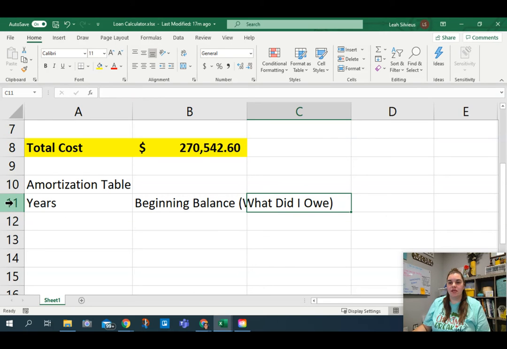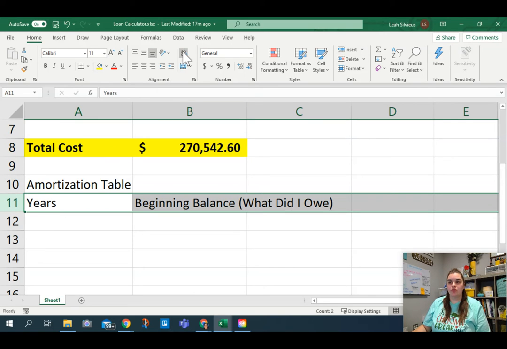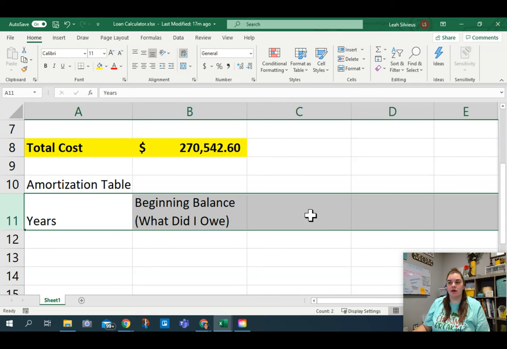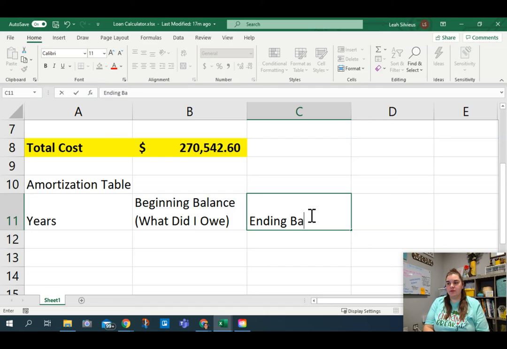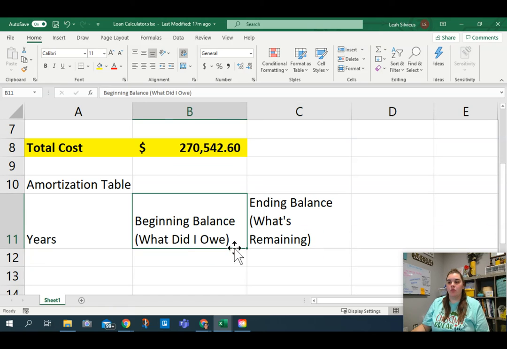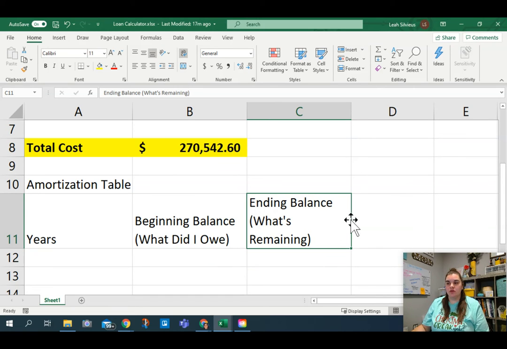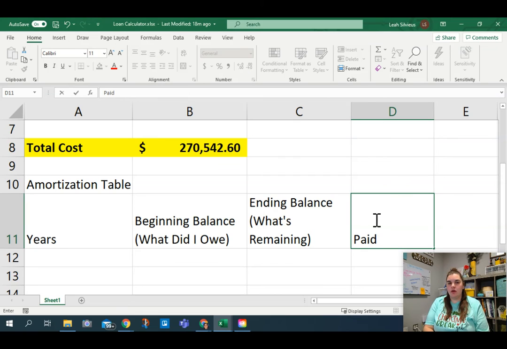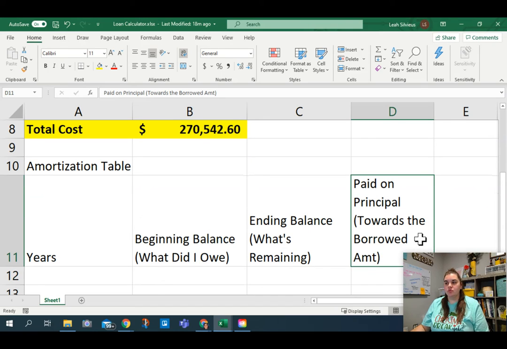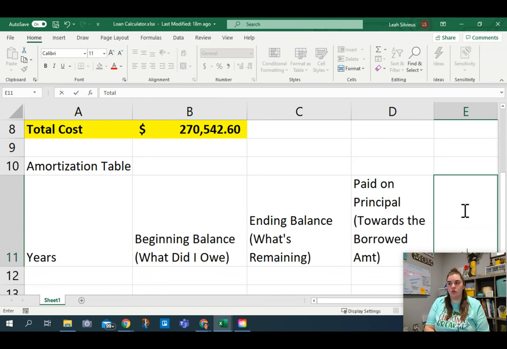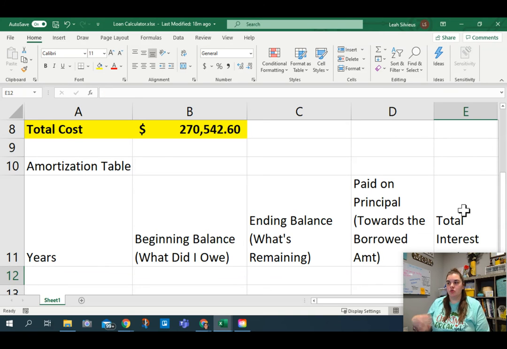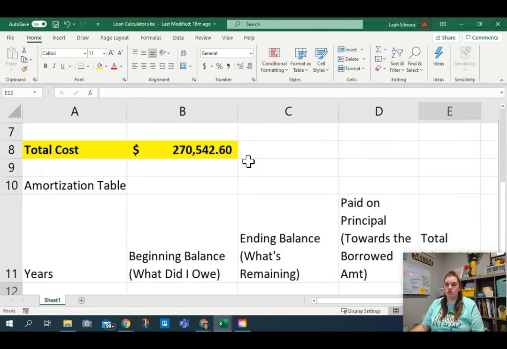And then I'm going to go ahead and take row 11 right here. I'm going to select the whole row, and I'm going to word wrap it in alignment so that way that wraps into the cell. And then I'm going to go ahead and do ending balance. What's remaining, right? So I know what did I owe at the beginning of the year? What do I owe at the end of the year? What did I pay on principal? So paid on principal, which means towards the borrowed amount, right? So what have I actually paid towards what I borrowed? And then what was my total interest paid for the year? So what did I pay to the bank that they took as a profit?